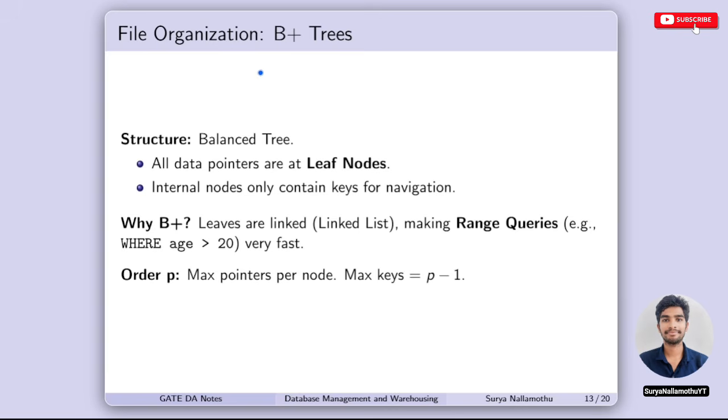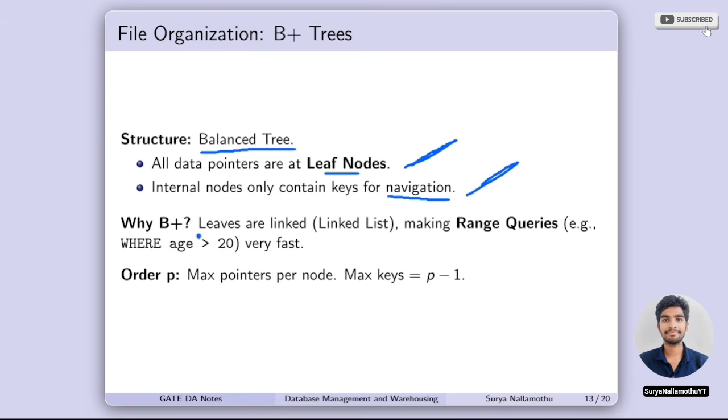Next, file organization, B plus trees. You need to remember some points. In B plus trees, it is a balanced tree. Next, all data pointers are in the leaf nodes. In the B plus tree, the main condition is all data pointers are in the leaf nodes. And the next condition is internal nodes only contain keys for navigation. The internal nodes are helpful for navigation purposes.